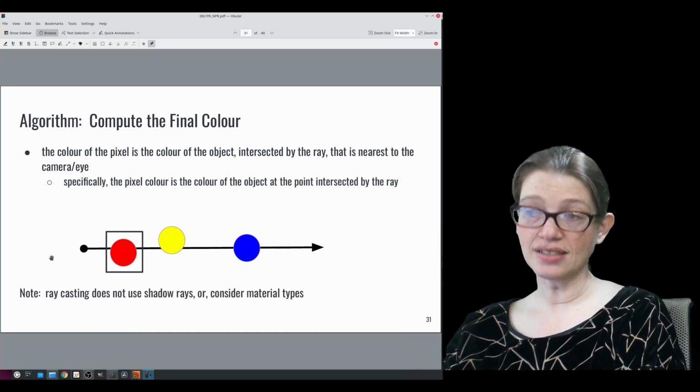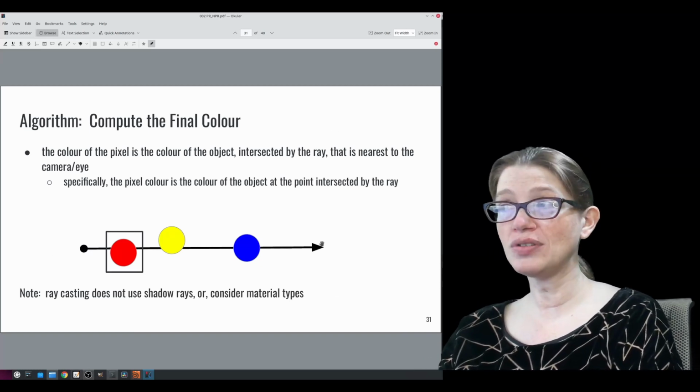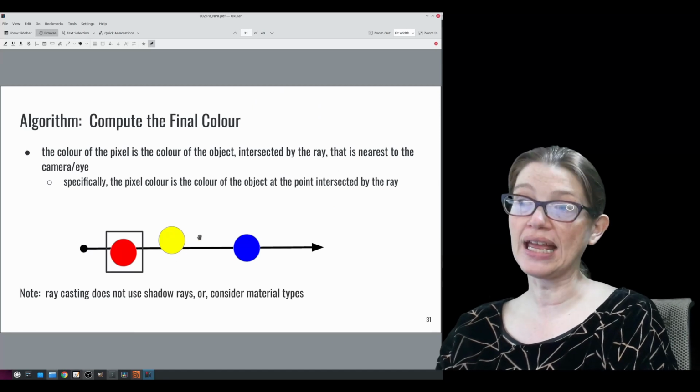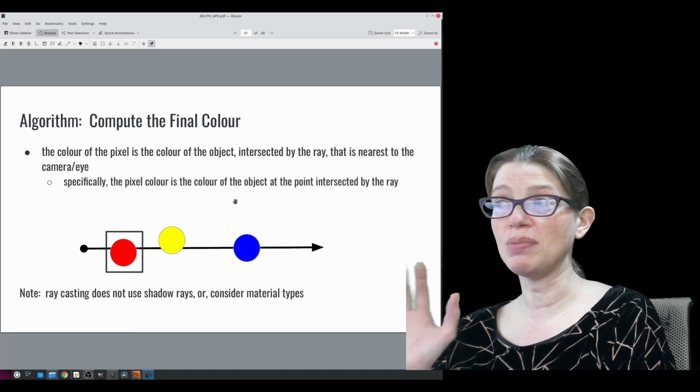We are not doing any computation of shadows, reflections, or lighting. We are just doing a visibility check.